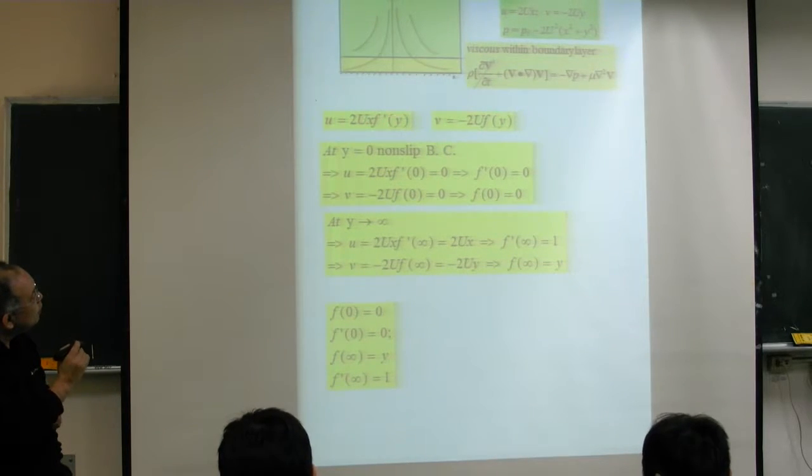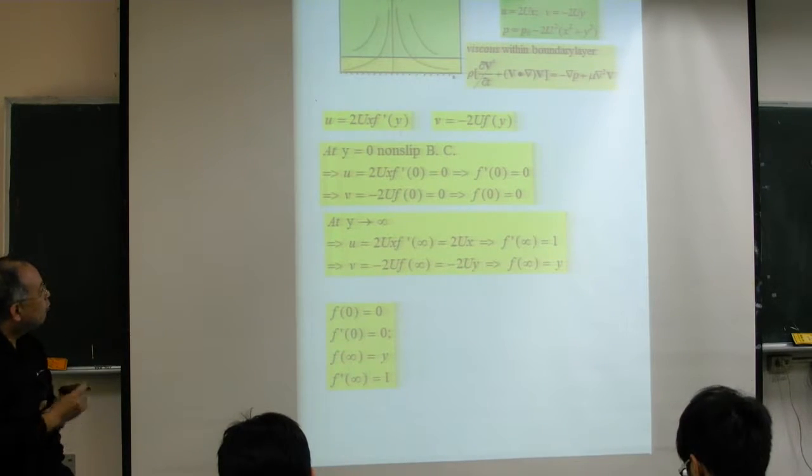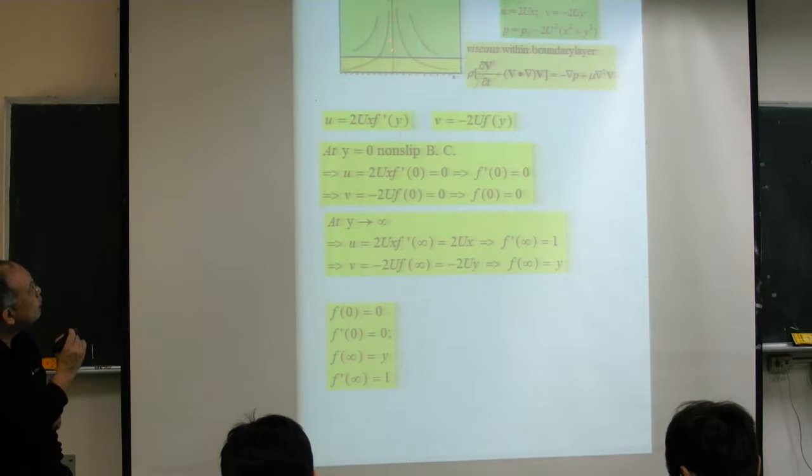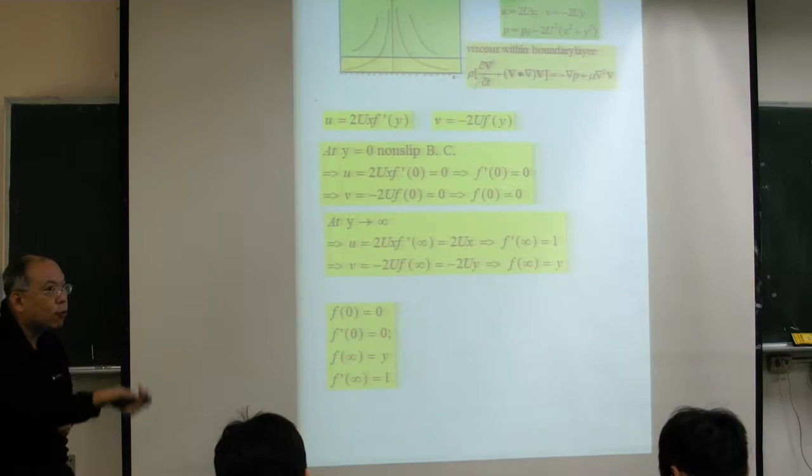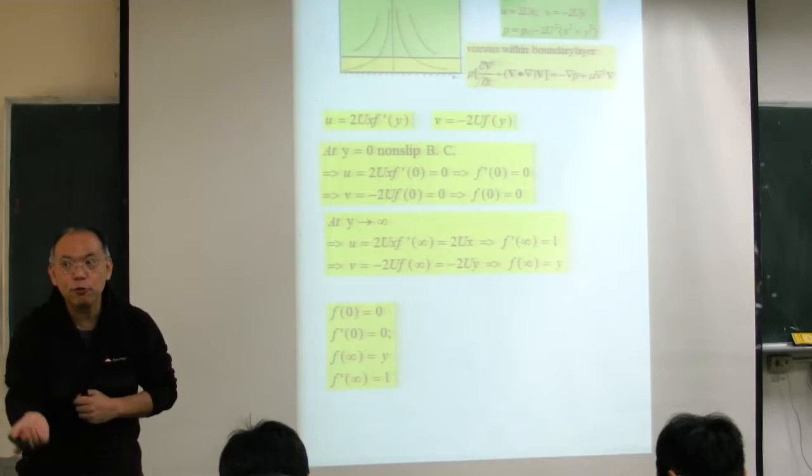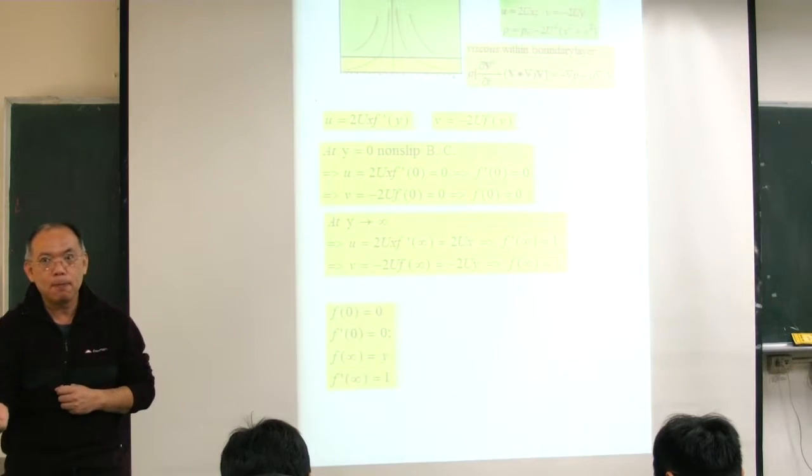And this modified solution form also has to satisfy what? When y approaches infinity, what happens? When y approaches infinity, like here, what happens? This solution form should go back to what? Should go back to the potential flow solution.